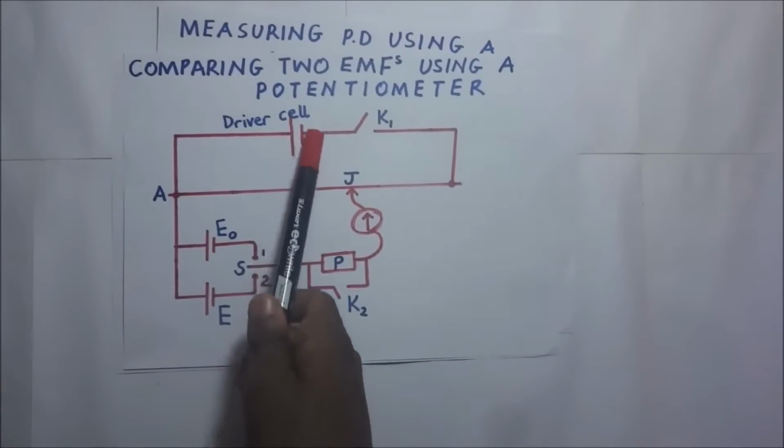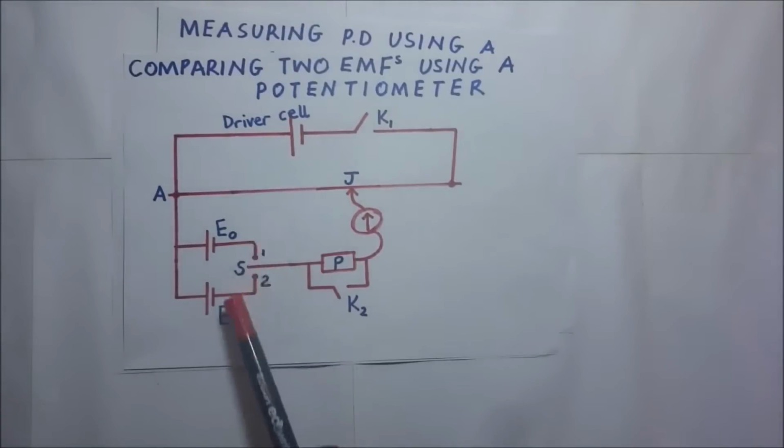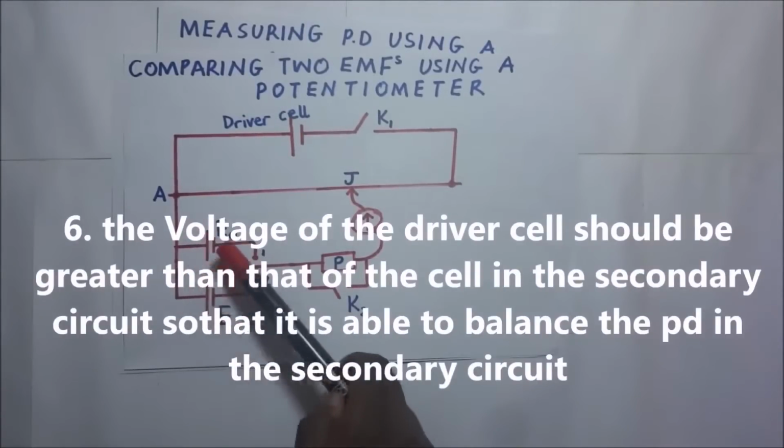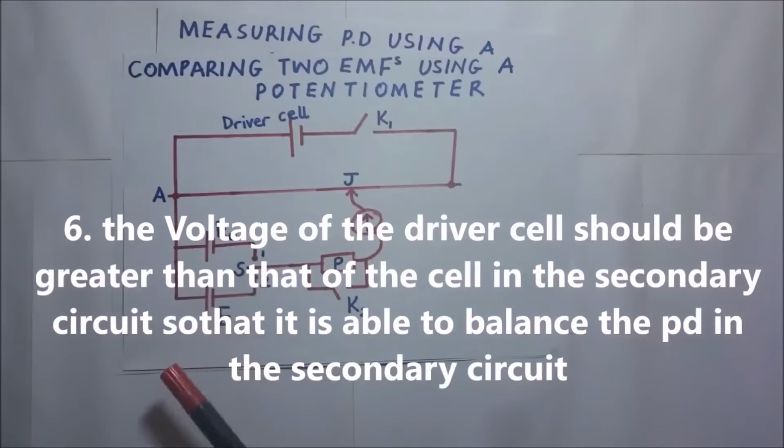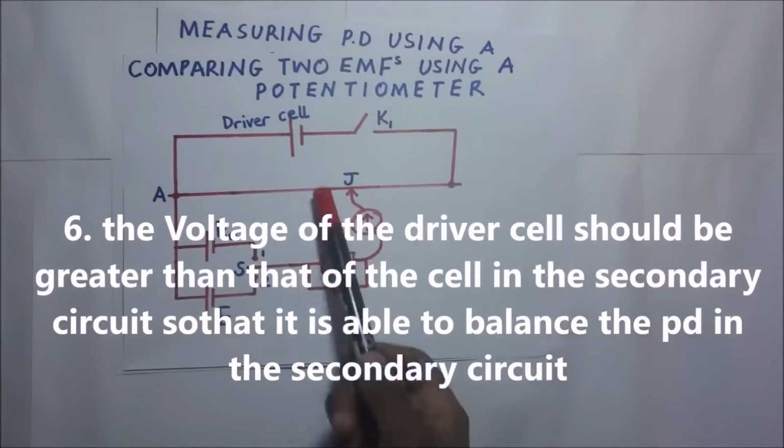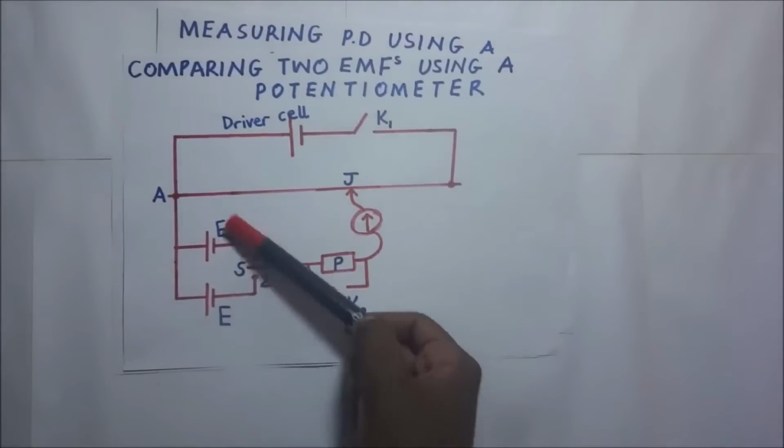Now the potential difference of the driver cell should be greater than the potential difference of the cells in the secondary circuit. Otherwise, there won't be a balance point. This potential difference should be higher than this.